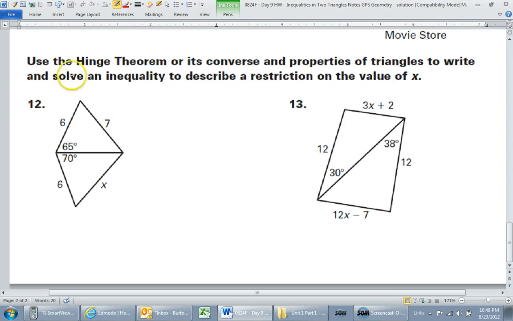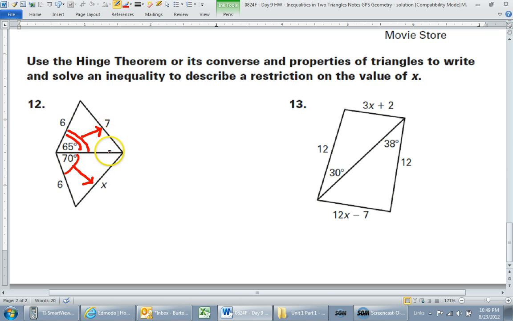Okay, so the Hinge theorem and its converse boils down to the following. If you have two pairs of sides that are congruent, the bigger angle is across from the bigger side, and the bigger side is across from the bigger angle. So, for example, I've got the 70 here, and that's across from x.